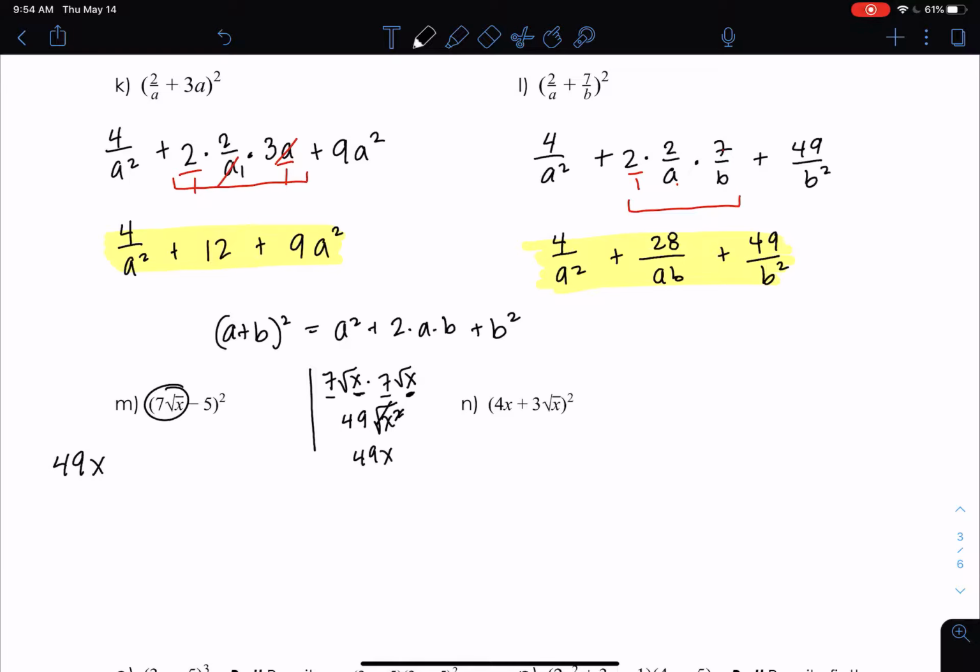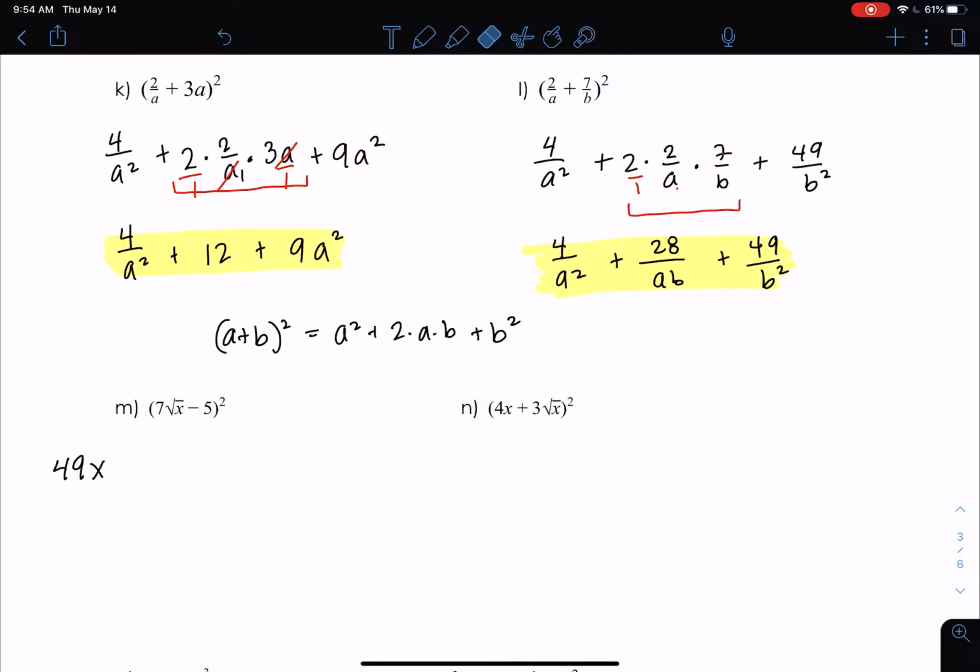Another way you can think about it is, if we write 7 root x as an exponent, that's 7x to the 1/2 times 7x to the 1/2. So we get 49, and because we're multiplying, we add our exponents. So x to the 1/2 times x to the 1/2 becomes x to the 2/2, or just x to the 1. Again, you're adding the exponents. Hence 49x. Let me get rid of this. Awesome. So now we got our a squared done.